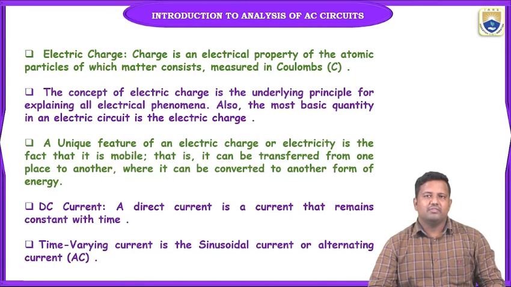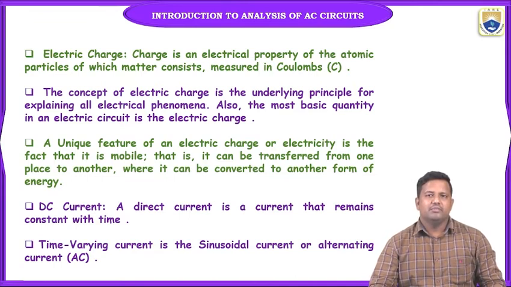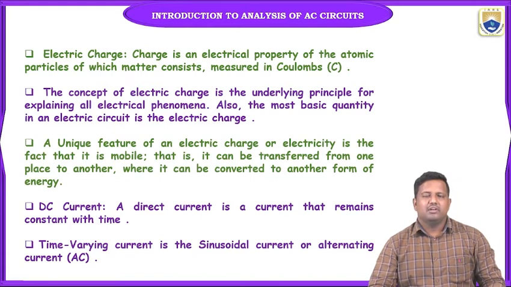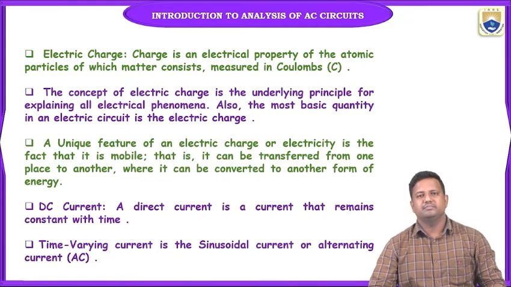That kind of electricity we would call DC electricity or DC current. As far as AC current is concerned, it also has a magnitude, but that magnitude would be varying or changing with respect to time. So naturally, this AC electricity must vary its magnitude with respect to a time function.